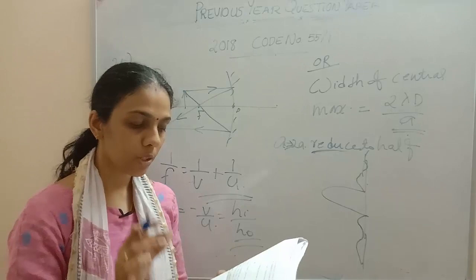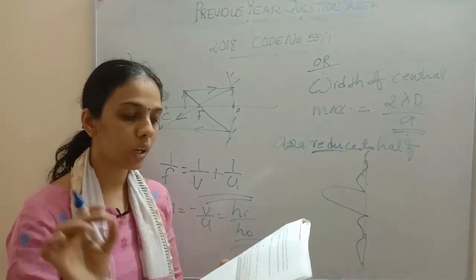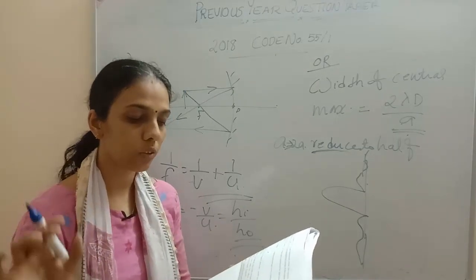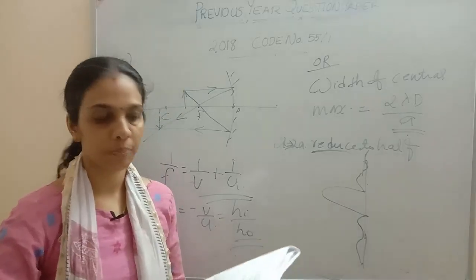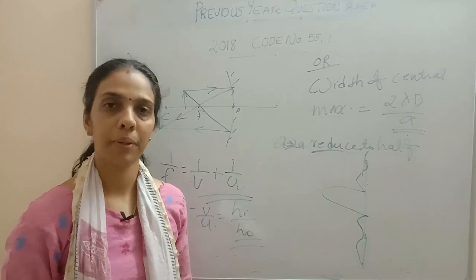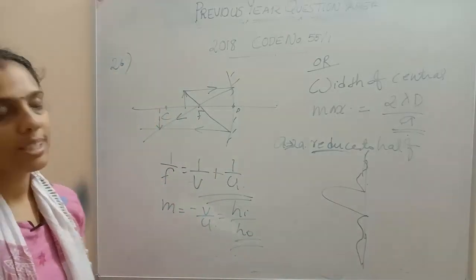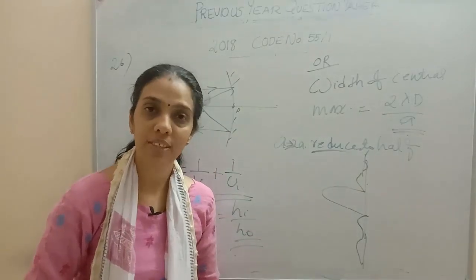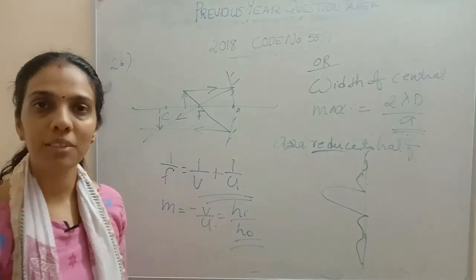Okay, the question was like this: when a tiny circular obstacle is placed in the path of light from a distant source, the obstacle is there in the path of light, so obviously diffraction will happen. Okay, so clear. So all these were the questions from this question paper, the 2018 question paper.